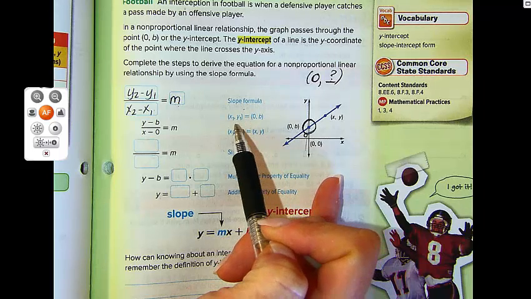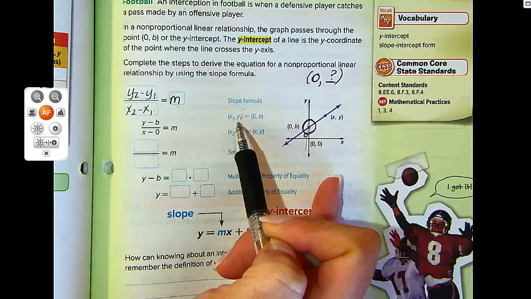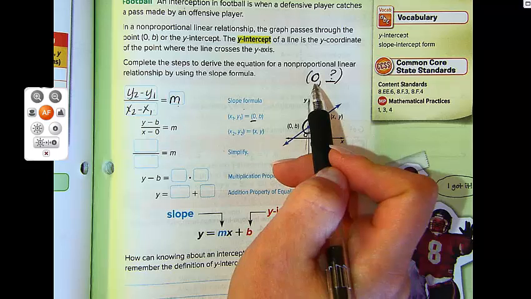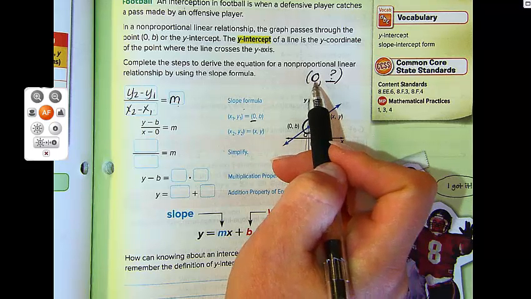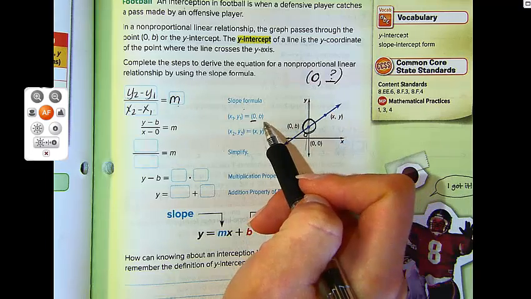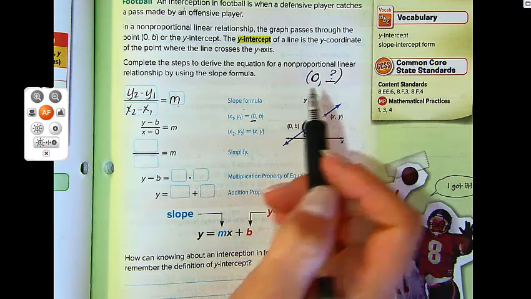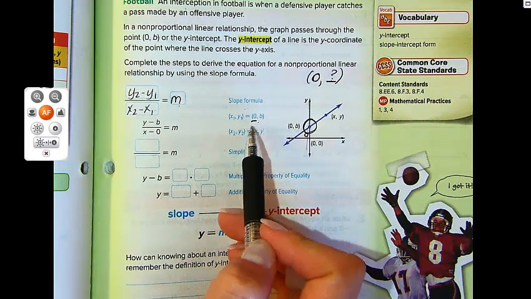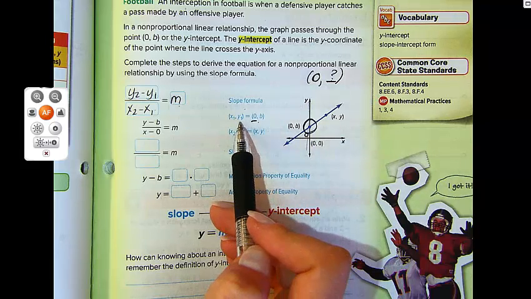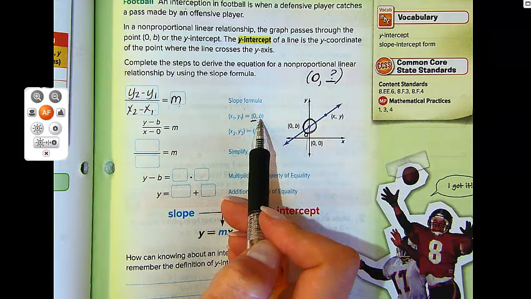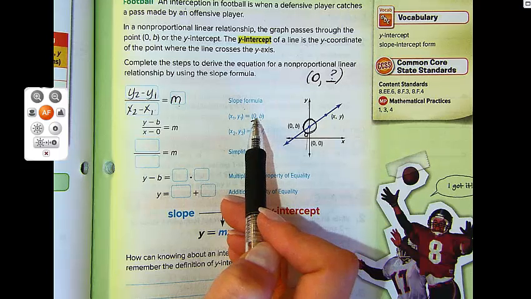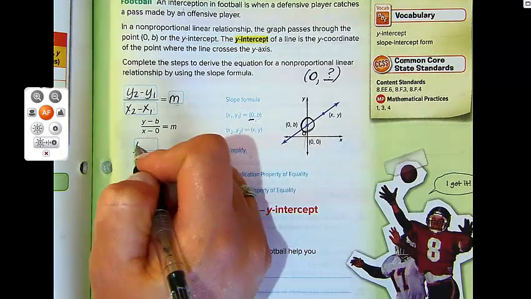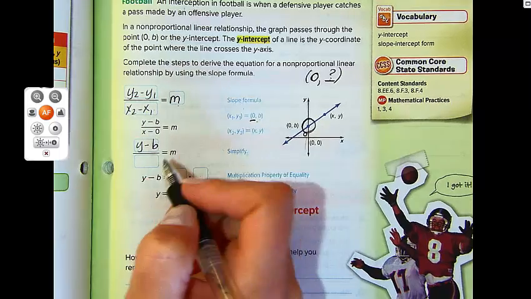And now my x1 and my y1 is the same as when one of my x's is 0, because remember we're trying to solve for the slope-intercept, the y-intercept. And the y-intercept is where one of your x's is 0. So I have y minus b, because my y1 is b. So y minus b over x minus 0. And that's going to give me my slope. Well, if I solve that, y minus b is just y minus b, and x minus 0 is x.